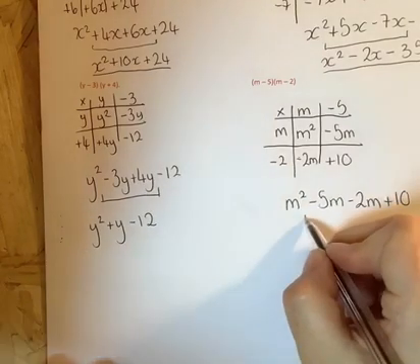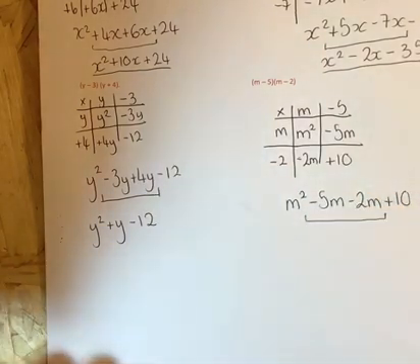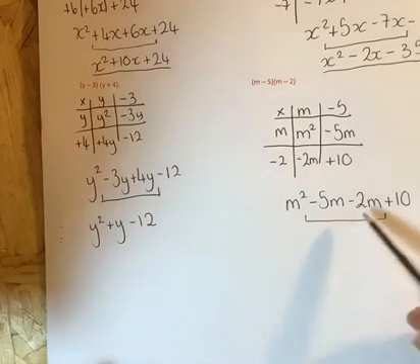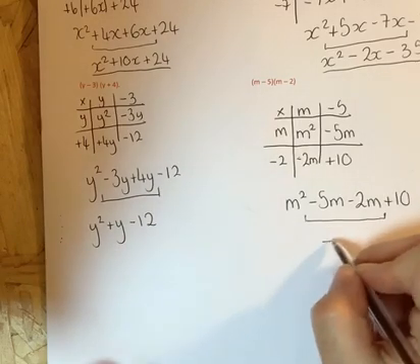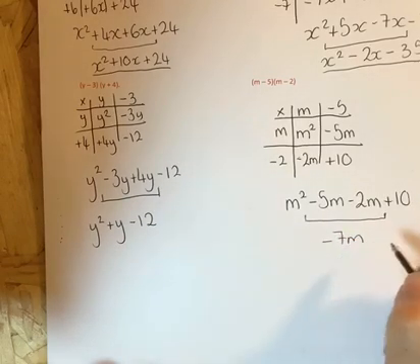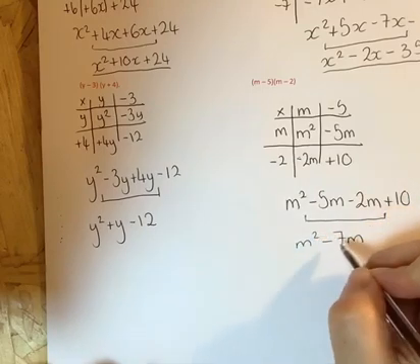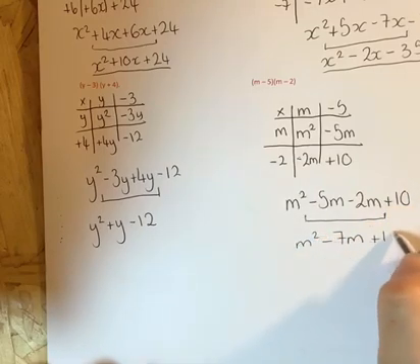Okay, and then we can simplify this bit. So we're starting at negative 5 and we're taking away another 2. So if you think about temperature, it's going to get colder. So it's going to get further away from 0. So we've got negative 5, negative 6, negative 7. So we've got negative 7 lots of m. So m squared, take away 7m, add 10.